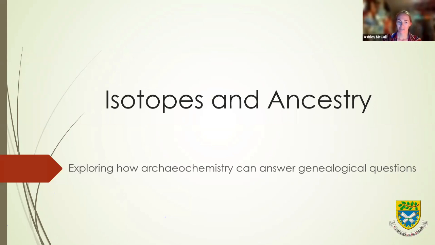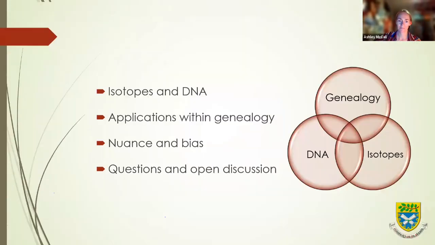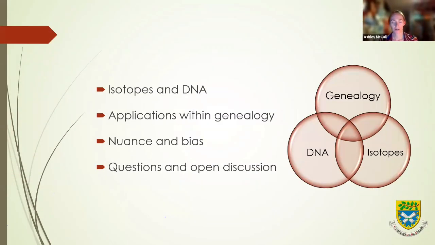Isotopes and ancestry: exploring how archaeochemistry can answer genealogical questions. Today we're going to explore how isotopes, ancient DNA, and genealogical research intersect, particularly how carbon, nitrogen, and strontium isotopes can further address questions about someone's life, and how ancient DNA can be used for remains identification, thus revealing someone's lost identity. We'll explore examples of this with a historic case of identifying siblings from about 200 years ago, a modern forensic case where a murder victim was identified, and the identification of a 1916 Irish nationalist, Thomas Kent.